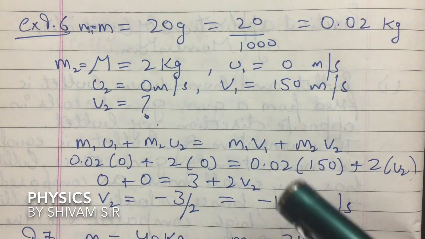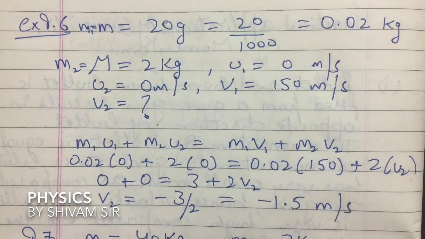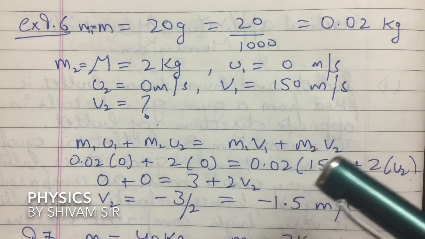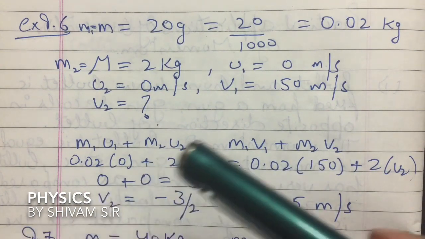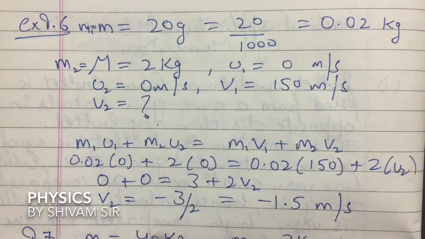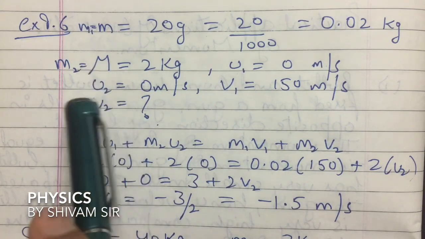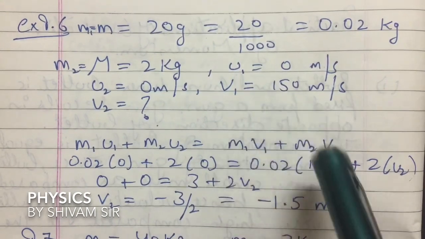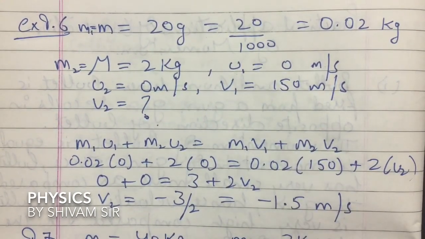So the minus sign denotes the recoil velocity. Recoil velocity means the gun will move in the opposite direction, opposite to the direction of the bullet. So the bullet direction we have taken positive, so this will be minus 1.5 meter per second.